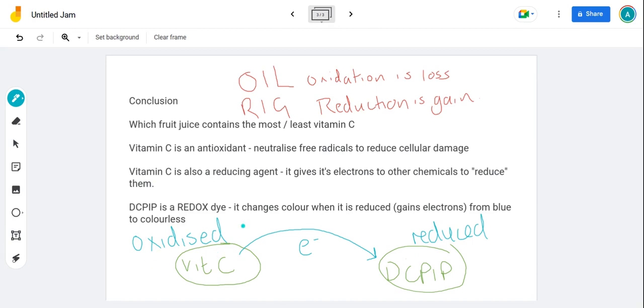And because we've got oxidation and reduction together, we call it a redox reaction, because they're both happening at the same time. And when this DCPIP gets reduced, it changes colour, and that's why we saw the colour change in our experiment.